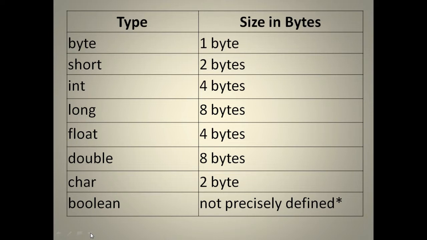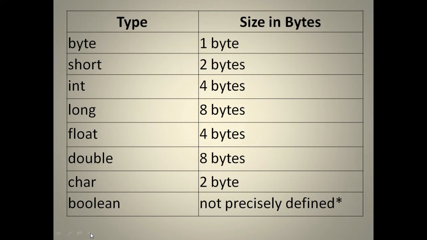Bit is the smallest memory unit of a computer, which can be either 0 or 1, and 8 bits make 1 byte, and 1024 bytes make 1 kilobyte. In the same way, megabyte, gigabyte and so on are there. So for primitive data types, we have to mention the storage area in bytes.